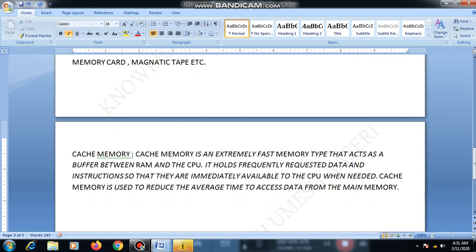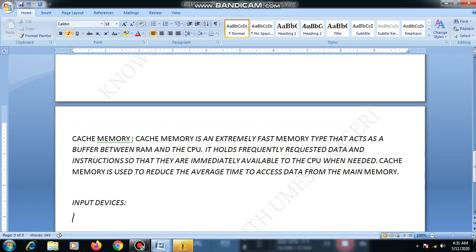Now we can talk about input devices. Input device means you input data through keyboard, through voice, through light pen, whatever instruction you give into the computer. That is basically the usage of input devices.